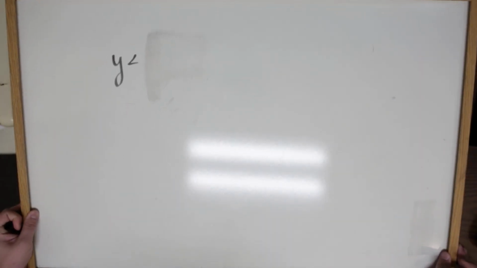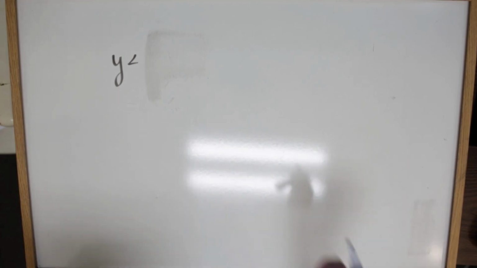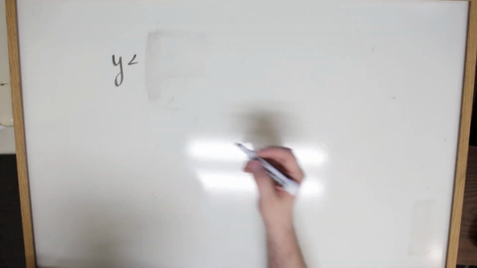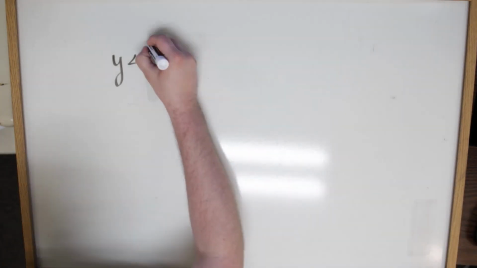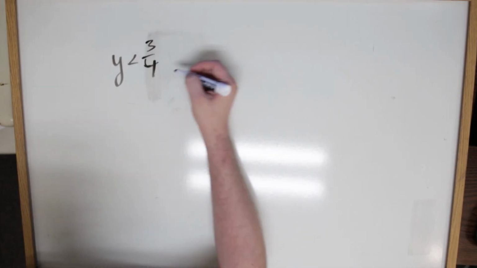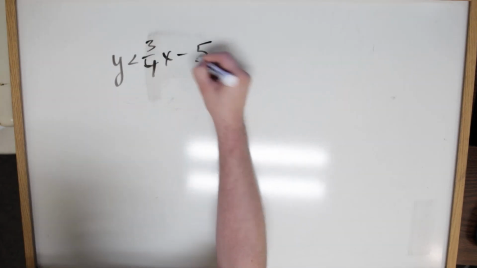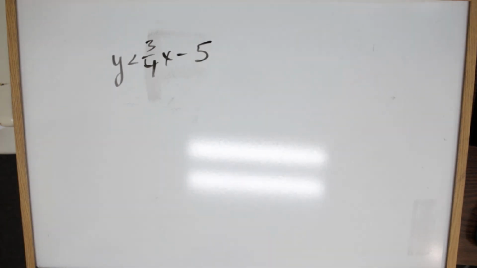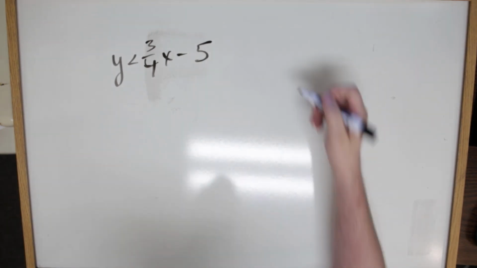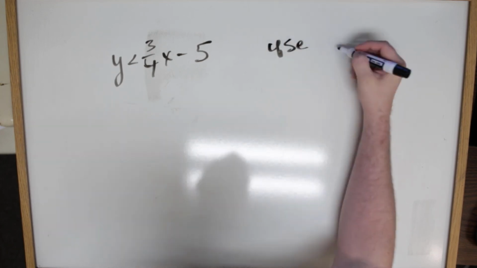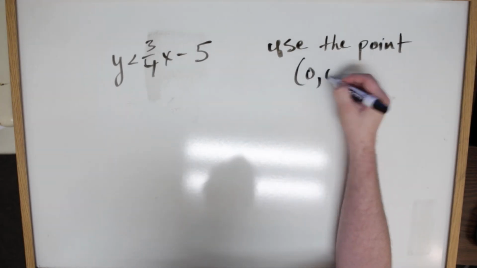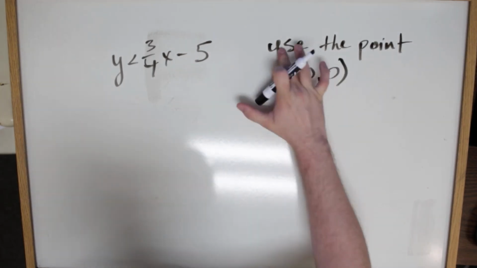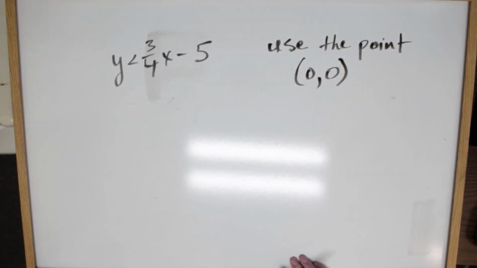Board. Boom. Okay. Here's my board. Y less than 3/4 x minus 5. Okay, so again, use the point 0, 0. Use the point 0, 0.